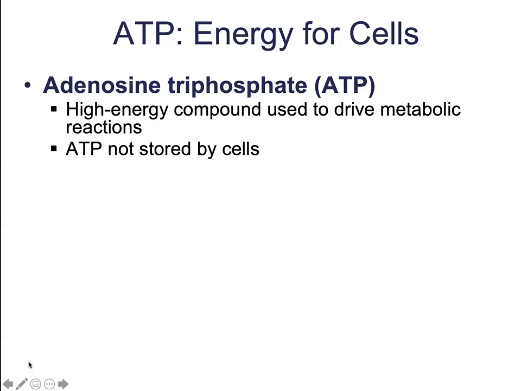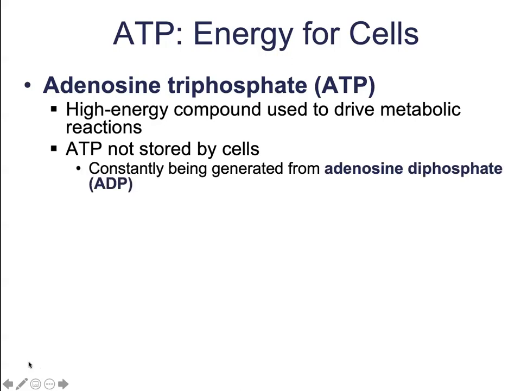Because we can't use glucose. Glucose is a very large molecule. We can't break it down for metabolic reactions. So we store it as glucose. We break that glucose down to turn it to ATP, and then we use our ATP. So ATP is not going to be stored by the cells. When we need it, we generate it. And it's constantly being generated from adenosine diphosphate.